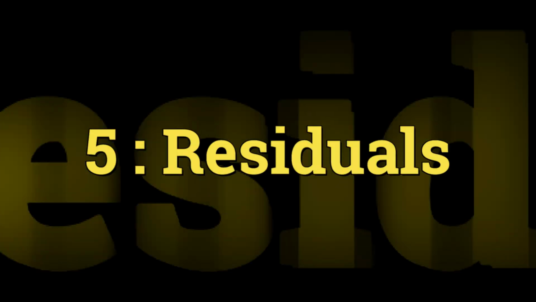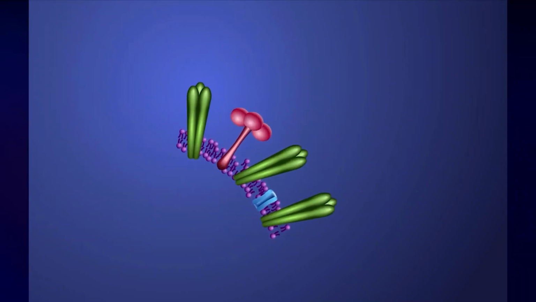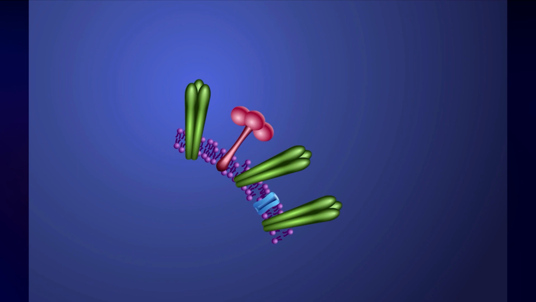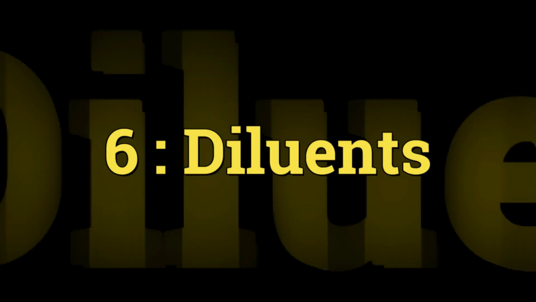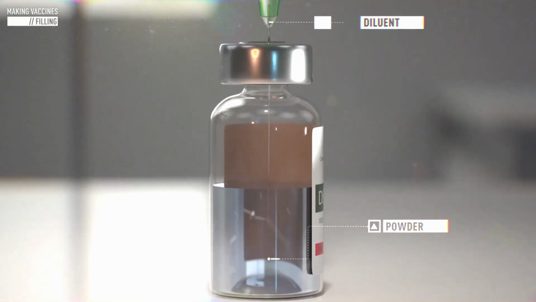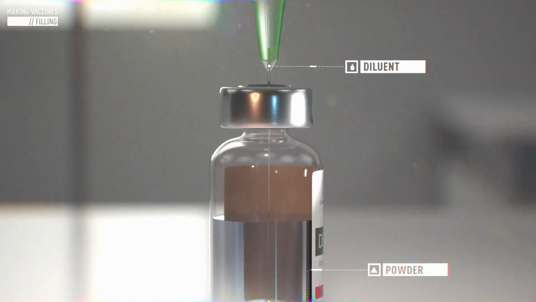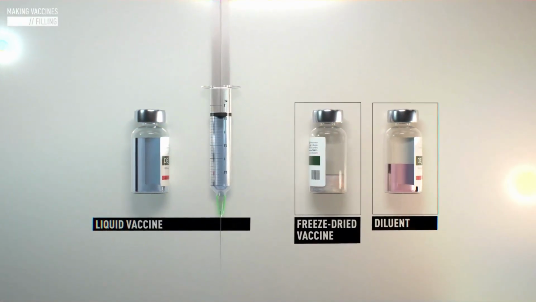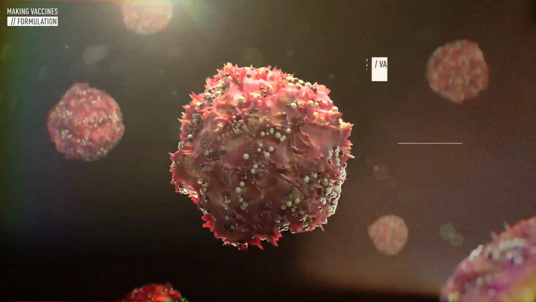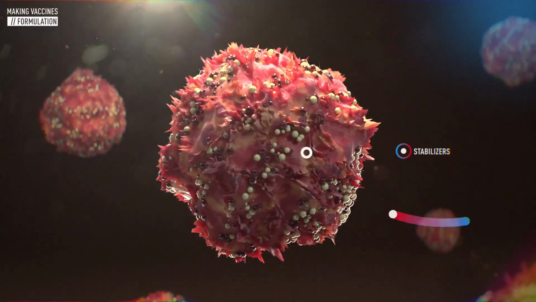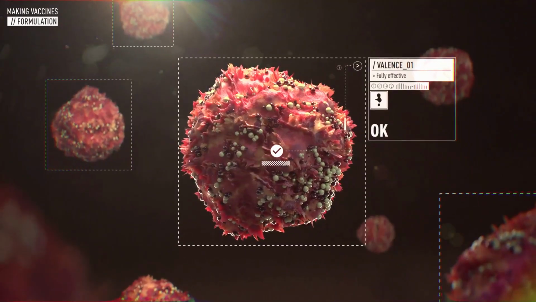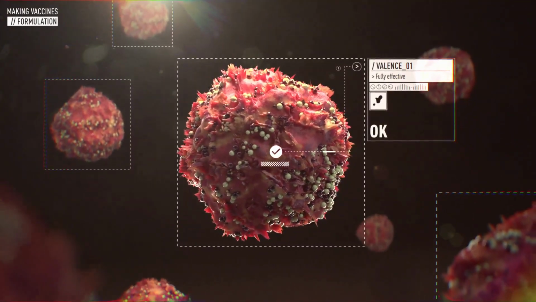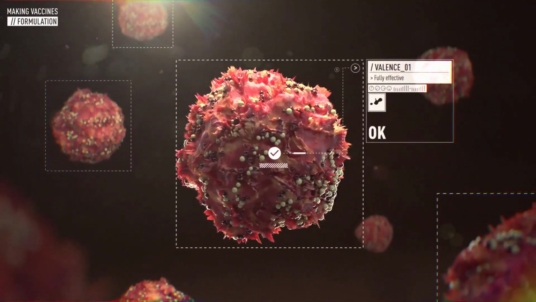Residuals. Residuals are tiny amounts of various substances used during manufacturing or production of vaccines that are not active ingredients in the completed vaccine. Diluents. A diluent is a liquid used to dilute a vaccine to the correct concentration immediately prior to its use. Adjuvant. An adjuvant improves the immune response to the vaccine, sometimes by keeping the vaccine at an injection site for a little longer or by stimulating local immune cells.